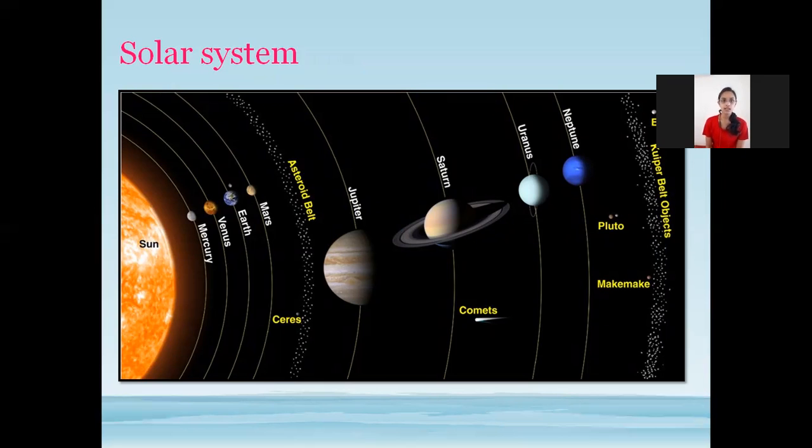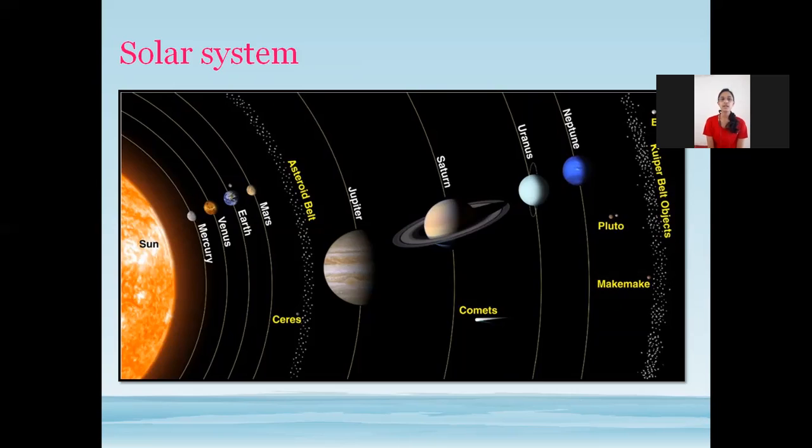Here is a belt of asteroids. That asteroid belt is in between Mars and Jupiter. Again, beyond Neptune, there is one more body which is called Pluto, and that Pluto is also part of our solar system. So, our solar system consists of the shining star, Sun, eight planets with their moons revolving around the Sun, the asteroid belt, Pluto, comets, and meteors.